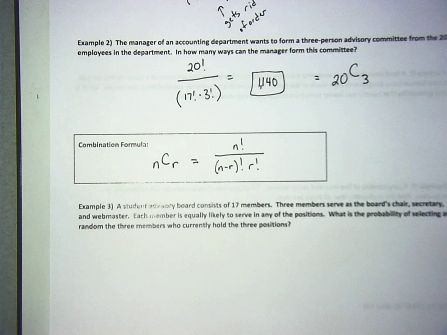Okay. A student advisory board consists of 17 members. 3 members serve as the board's chair, the secretary, and the webmaster.